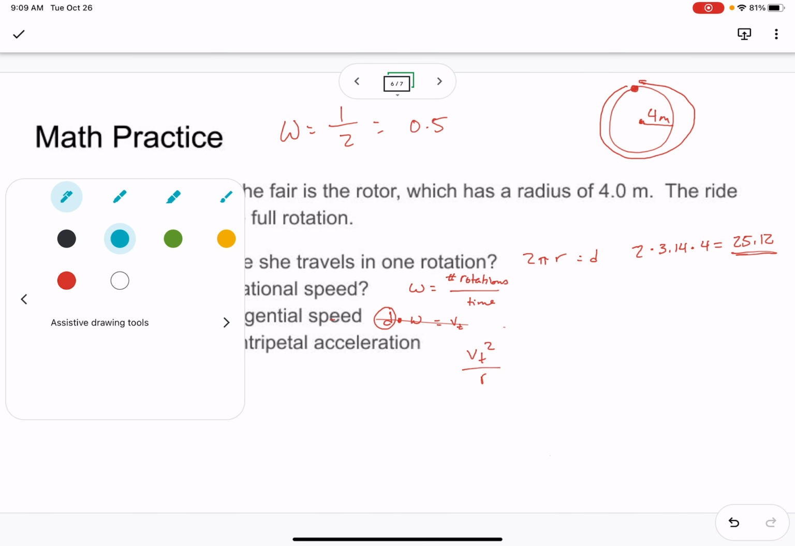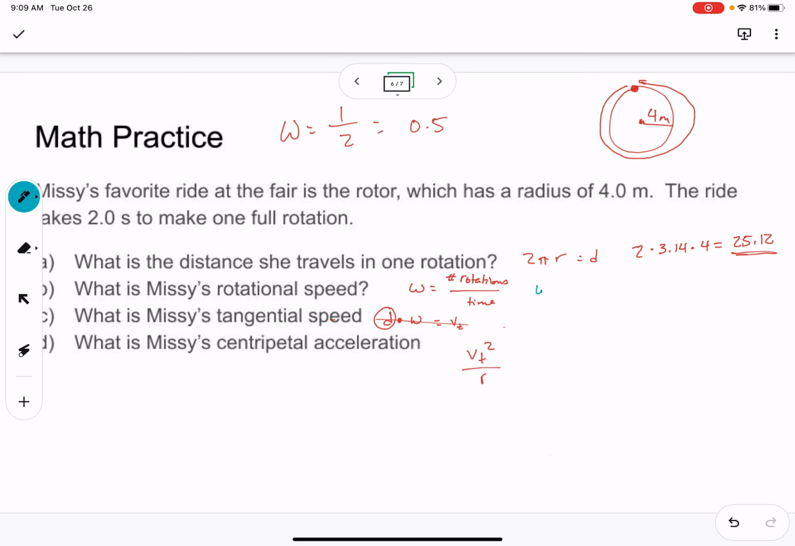Let's change colors. Now we're going to calculate W, which is our rotational speed, and that's the number of rotations over time. It says 1 full rotation in 2 seconds, so it's going to be 1 over 2. We got that as 0.5, and that equals W, our rotational speed, in rotations per second. Our distance here is in meters. Our distance times our rotational speed will give us our tangential speed.